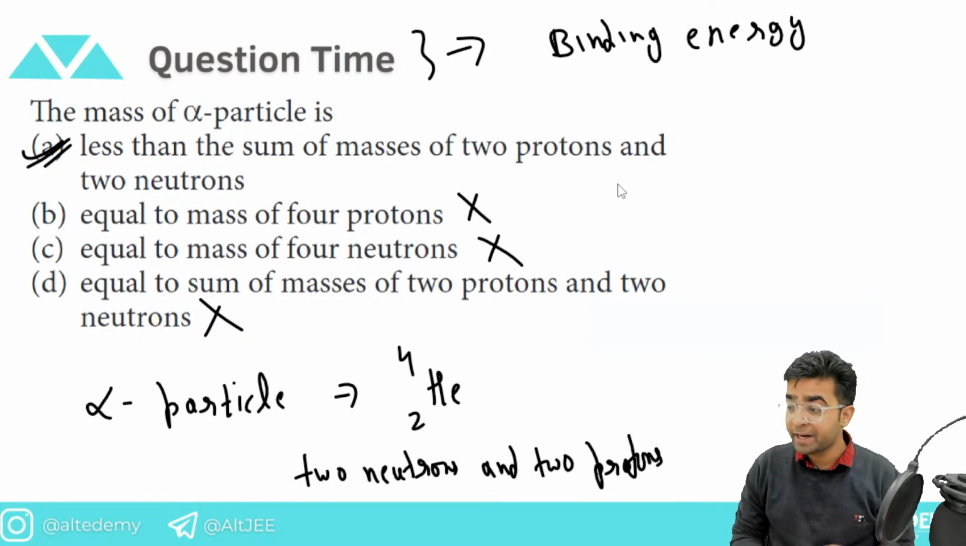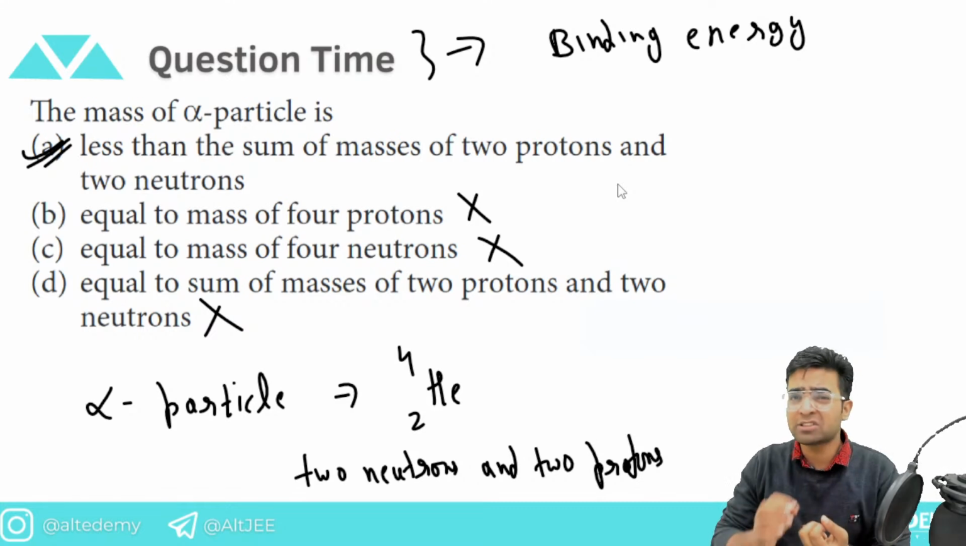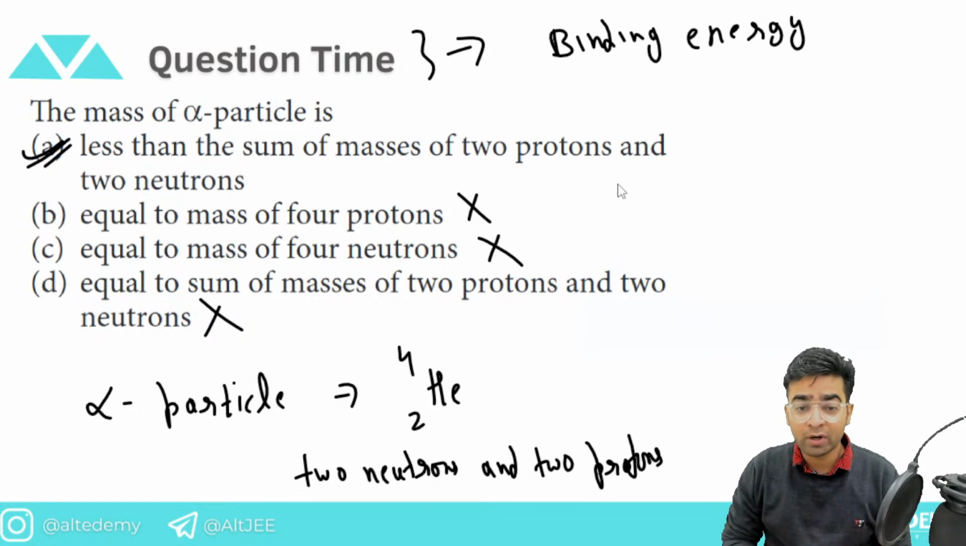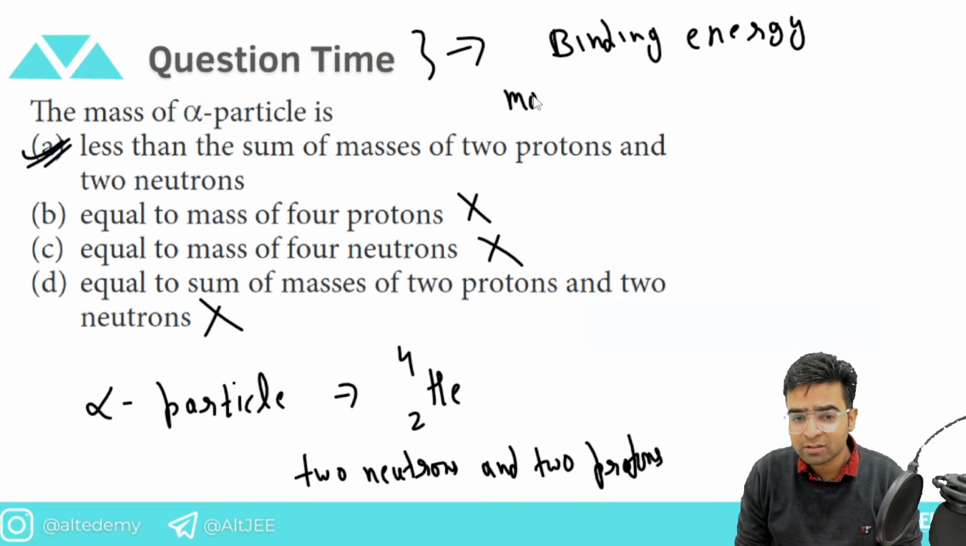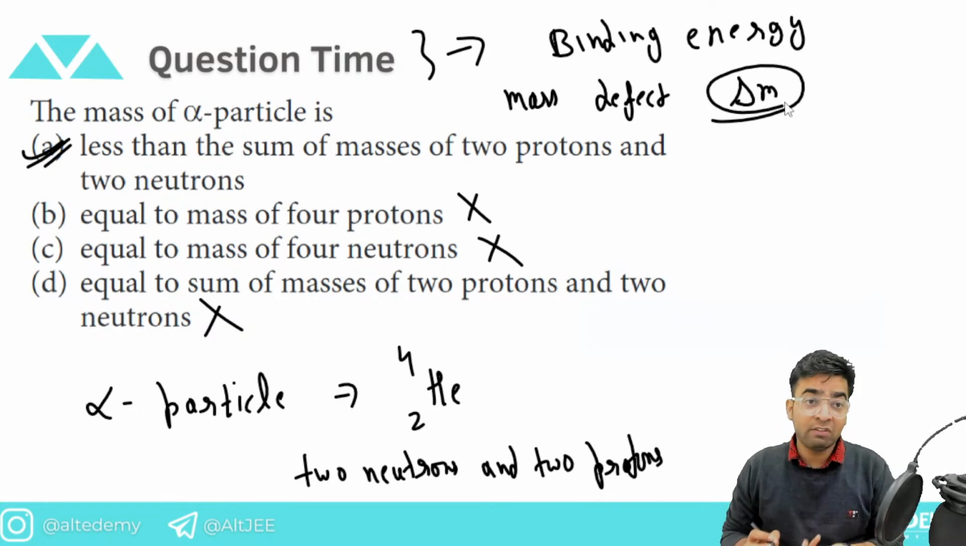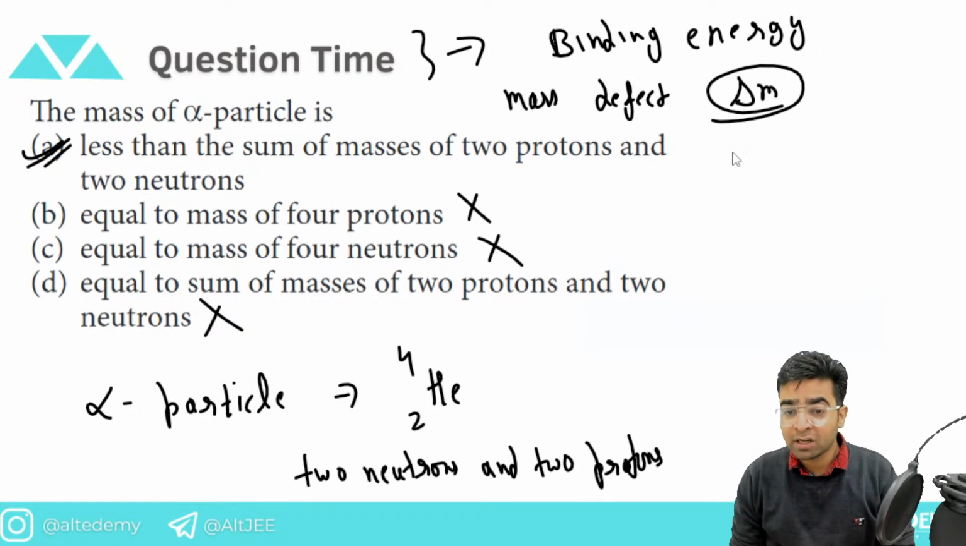We will study binding energy. In binding energy, what happened? The overall mass of the atom will be slightly less than the overall mass that has to happen. So there is a mass defect, delta M. There will be the mass defect, and delta M C square.